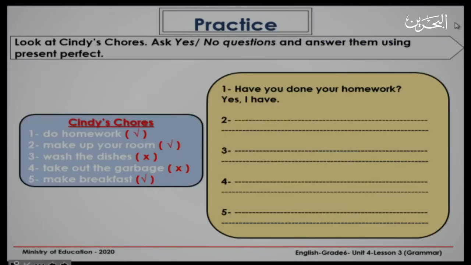Now it's time to practice. You have to look at Cindy's chores, ask yes-no questions and answer them using the present perfect. We have one example for you. Number one is done for you. So look at the chores first. Number one, do homework. And you have a tick next to it. The question will be, have you done your homework? Because you have a tick, it means it's affirmative. So the answer is, yes, I have. Now you have 5 minutes to do the rest. You can write your answers on your mini board. Good luck.